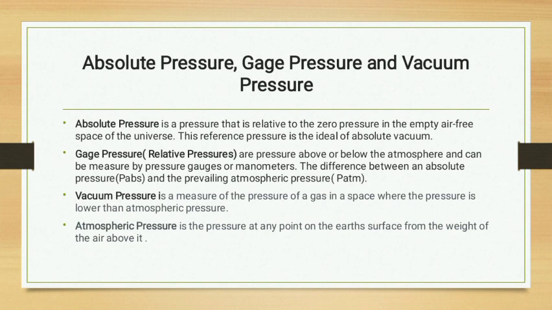Second is the gauge pressure, or the relative pressure. These are pressures above or below the atmosphere and can be measured by a pressure gauge or manometers. It is the difference between the absolute pressure, or P-abs, and the prevailing atmospheric pressure, or P-atm. Vacuum pressure is a measure of the pressure of a gas in a space where the pressure is lower than atmospheric pressure. The atmospheric pressure is the pressure at any point on the Earth's surface from the weight of the air above it.